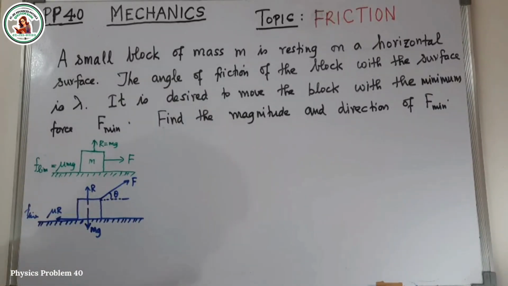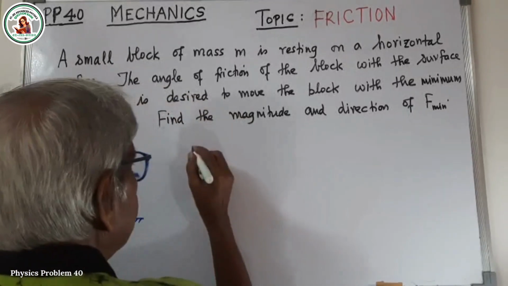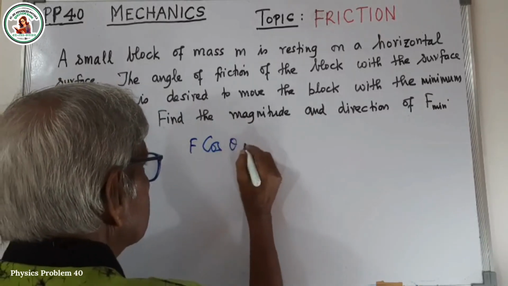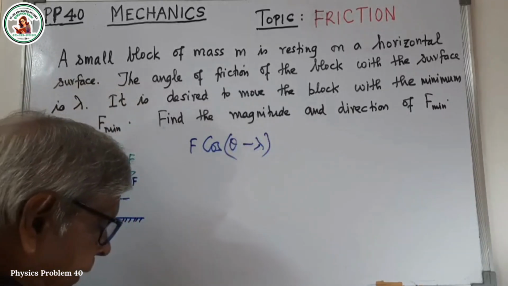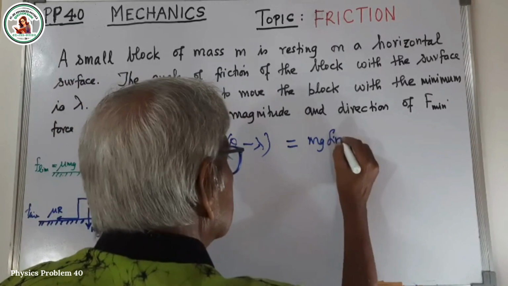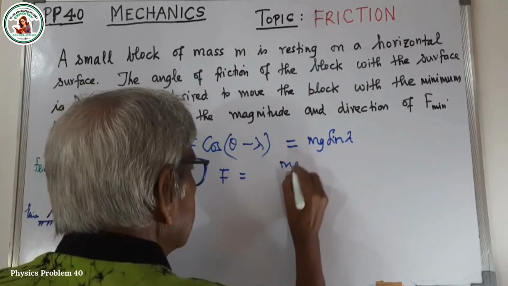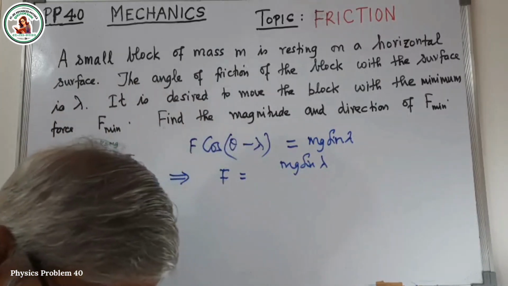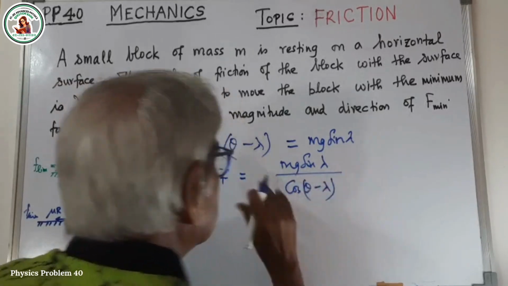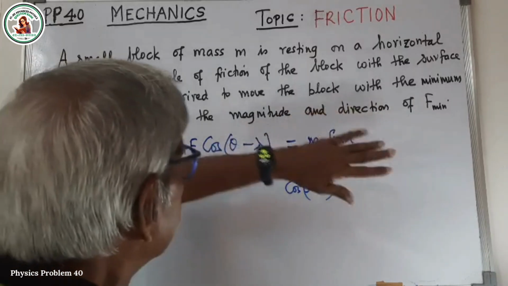Our last step we can rewrite as F times that trigonometric expression, which is equal to cos of theta minus lambda. On the left side, it is equal to mg sin lambda, which implies the general formula for F is mg sin lambda by cos of theta minus lambda. This we have to minimize.